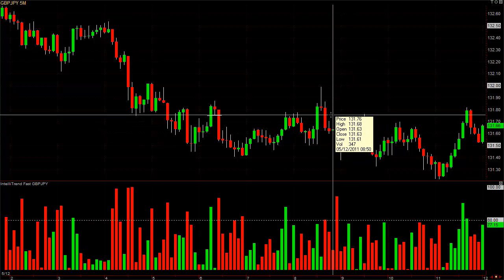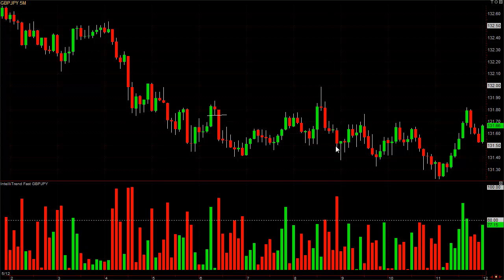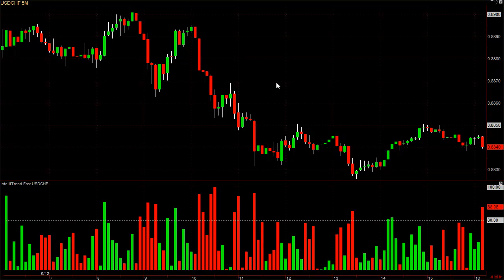Maybe you got out here at 56, you're short at 77, that's another 20 pip move. And that's how you want to use this in order to trade. When you focus on the strongest versus the weakest pairs, you tend to do better. Let's look at some other pairs before I end this video, just to show you how this highlights.